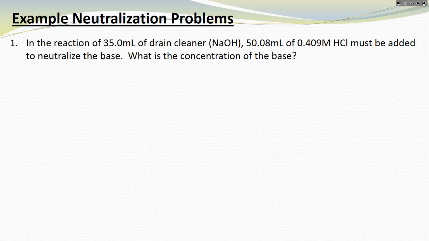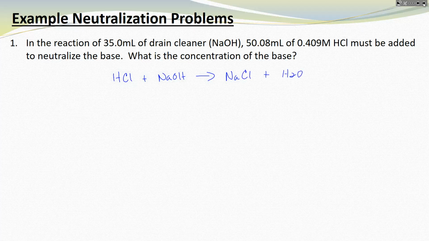So here's an example. We have drain cleaner, NaOH, and we're reacting with HCl. So HCl is reacting with NaOH. This is our stereotypical acid-base reaction. We're making literally salt, NaCl, table salt, and water. Now, the nice thing about this reaction is that because HCl is a monoprotic acid, one proton, and NaOH is a monohydroxide, one hydroxide base, it's a 1-to-1 ratio. So we really don't have any mole ratios here.